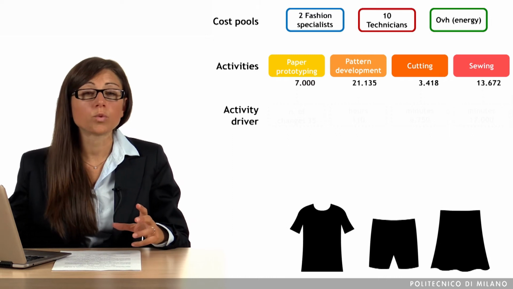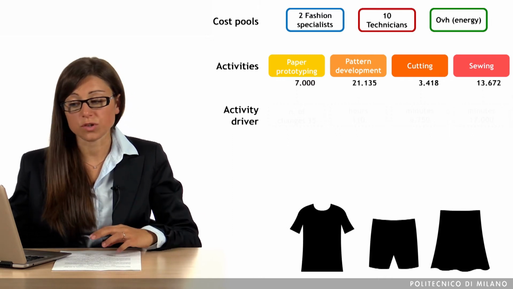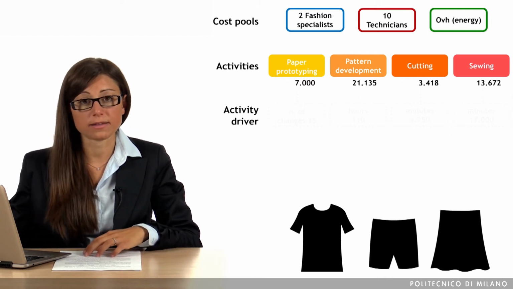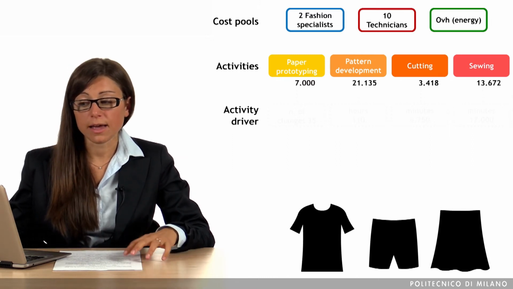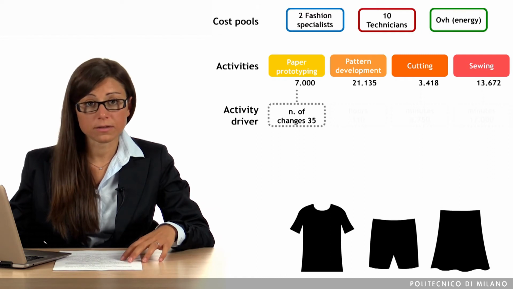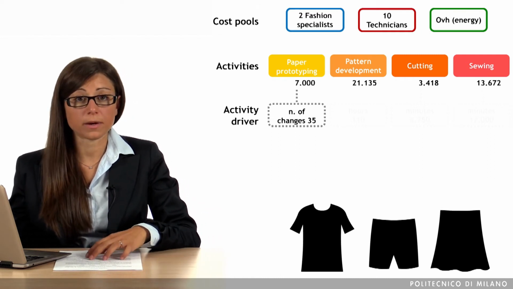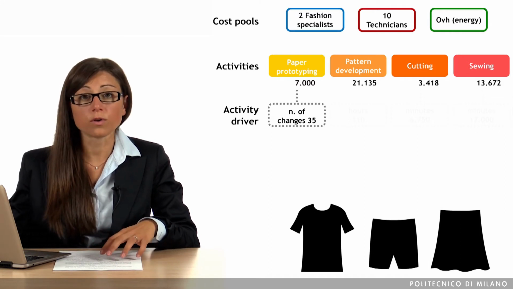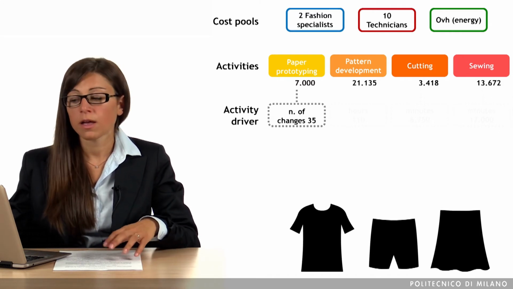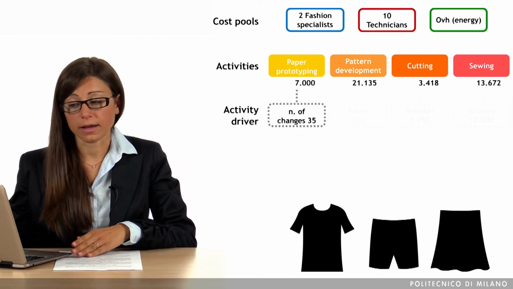Which is that quantity that can explain the relationship between the paper prototyping and the realization of the product. Again, if we look at the text, we can see that the time for the paper prototyping depends on the number of changes that are requested by the customer. So the activity driver is the number of changes, and overall we have 35 changes. The same should be done for the remaining activities.